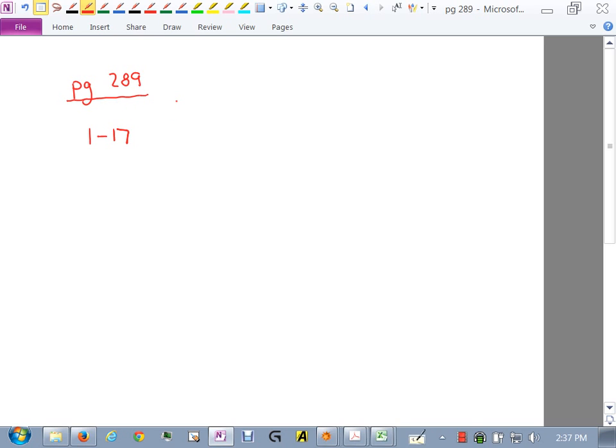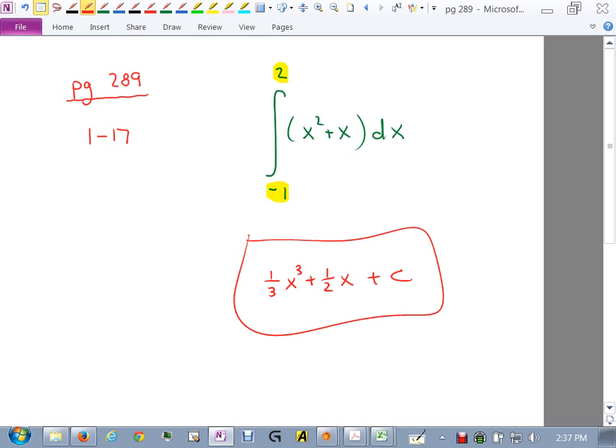All right, and I have to point this out because all of these problems are going to have these little things. It'll be like -1 to 2, and then it'll have like x squared plus x, and then it'll say dx. I did not talk to you at all about what these numbers mean, so I want you to completely ignore them and act like they're not there. And so what that's saying is find the antiderivative of x squared plus x, right? So your answer would be 1/3 x cubed plus 1/2 x squared plus c, and you'd be done, right?